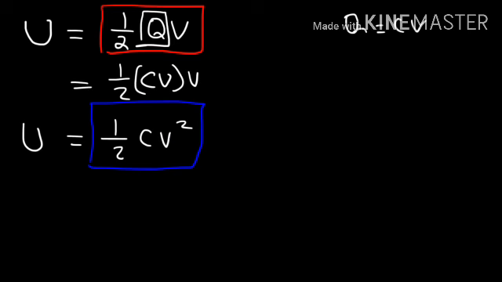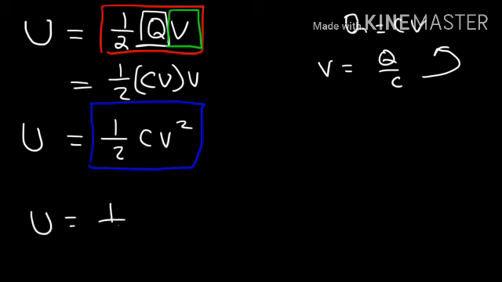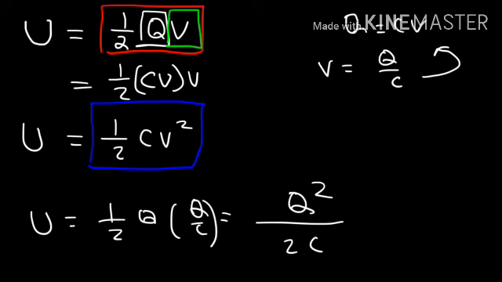Now there's also another one, because we can replace V with Q divided by C if you rearrange this equation. So instead of replacing Q, let's replace V now. So it's going to be 1/2 times Q times Q over C. So this equals Q squared divided by 2C. So those are the 3 equations that you need to know to calculate the potential energy stored in a capacitor.